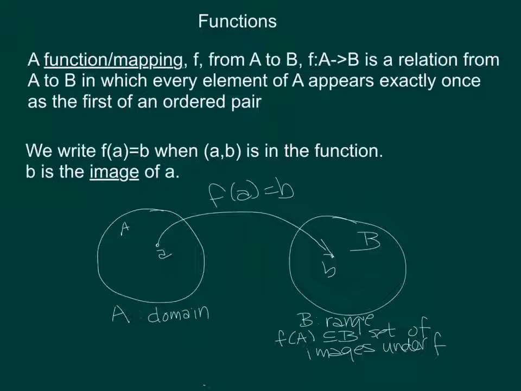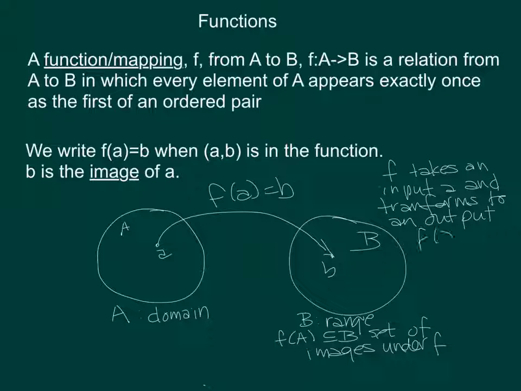We also say things like f takes an input A and transforms it to an output, f of A. In this case, it's equal to B. Another way of saying this is f maps A to B.